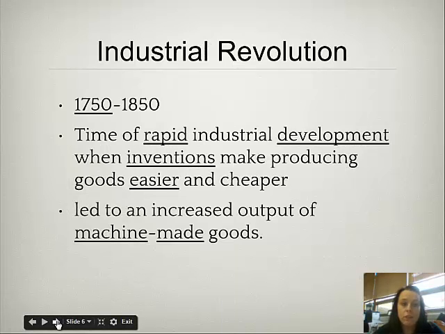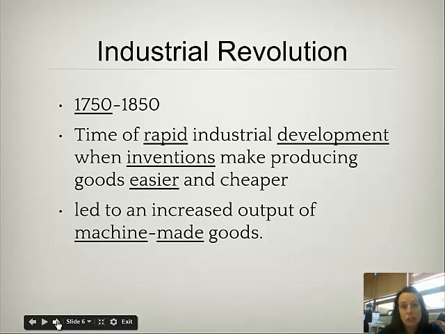So the Industrial Revolution, some people say it starts in the 1700s, some say 1750. For our purposes, let's just say 1750 to 1850. And it's a time of rapid industrial development when inventions made producing goods easier and cheaper. So this is your official definition of the Industrial Revolution that you need to know. And this is significant because it leads to an increased output of machine-made goods.